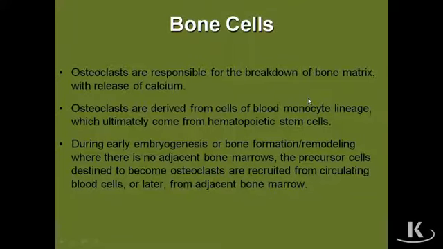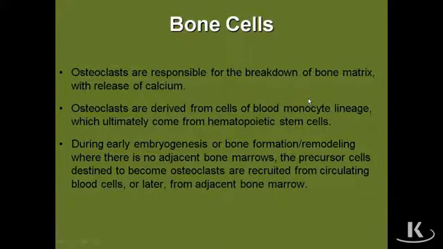Next, in addition to having osteoblasts, which are bone-forming cells, bone also contains osteoclasts. These osteoclasts are responsible for the breakdown and the absorption of bone matrix with the subsequent release of calcium into the blood. Osteoclasts are derived from monocytes. They have a blood monocyte lineage and ultimately come from hematopoietic stem cells that are in the bone marrow.